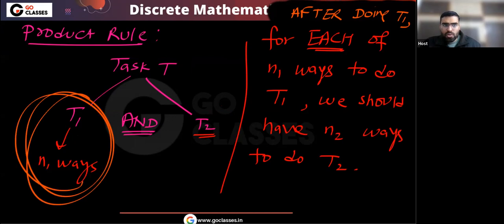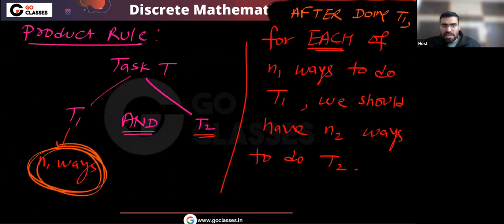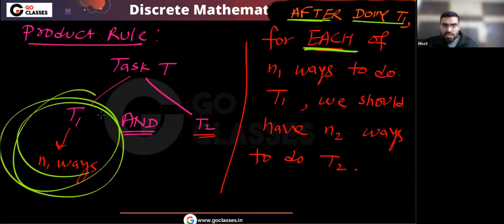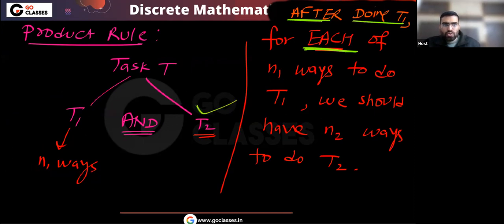Whatever way you do T1, one of these n1 ways, there must be n2 ways. This n2 must be there. So these are the two important things. First of all, after doing T1, for each of the n1 ways, there must be n2 ways to do task T2. If this is the situation, these are n2 ways. Remember, this point is very important.